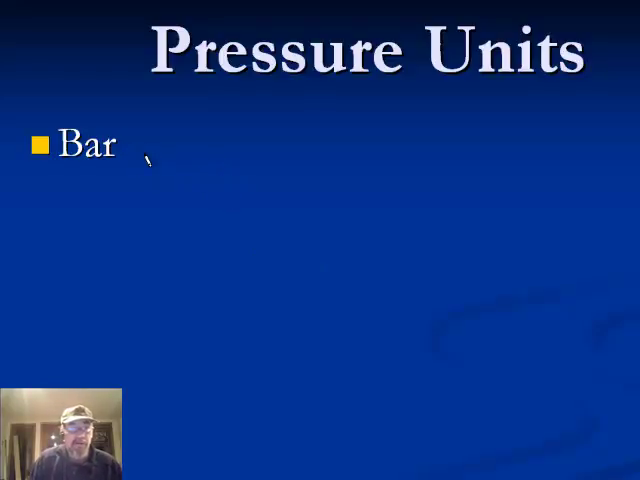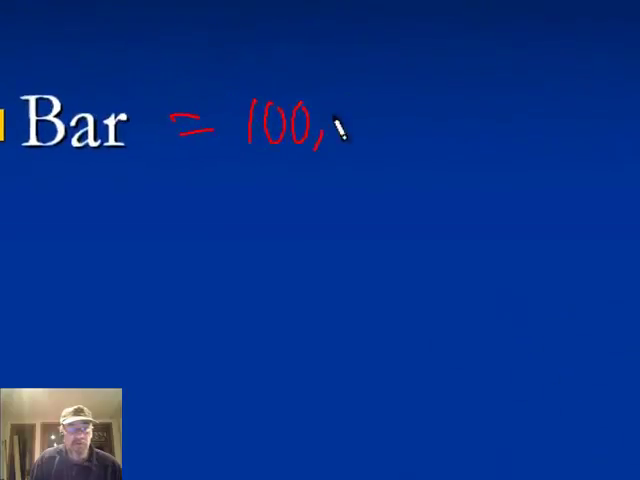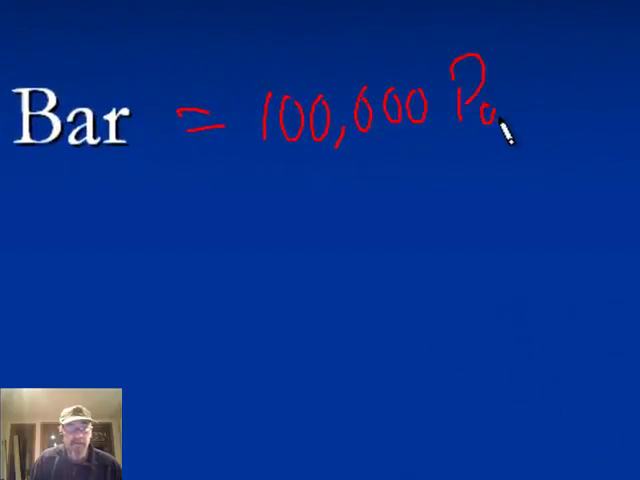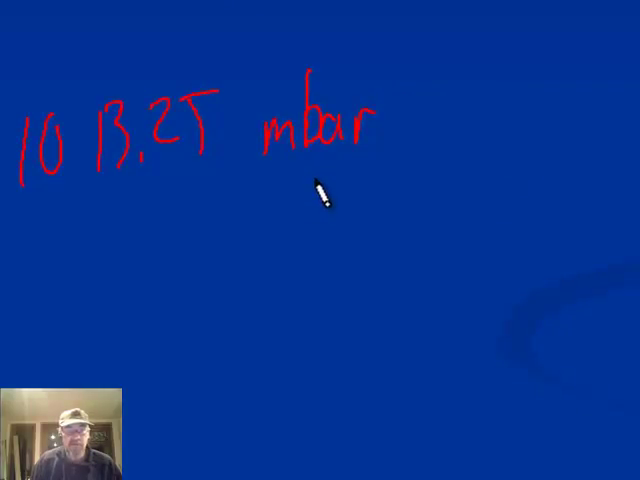Another unit of pressure that's fairly common in laboratories and it's often used in low pressure situations is the bar. A bar is equal to 100,000 pascals. It scales up to pascal a little bit. Here's another relationship that's useful. 1,013.25 millibars, so those would be thousandths of a bar, is equal to 1 atmosphere. So you could convert if you needed to.